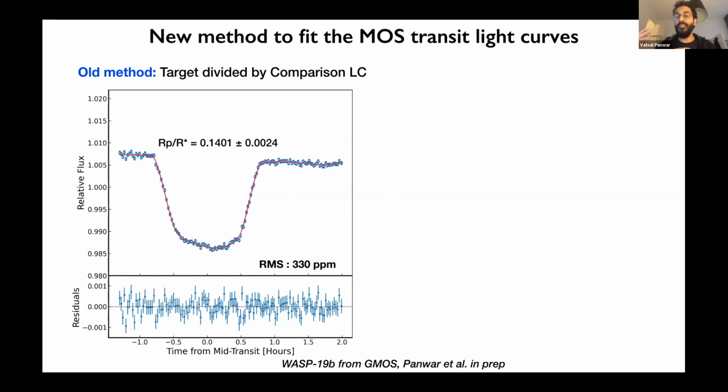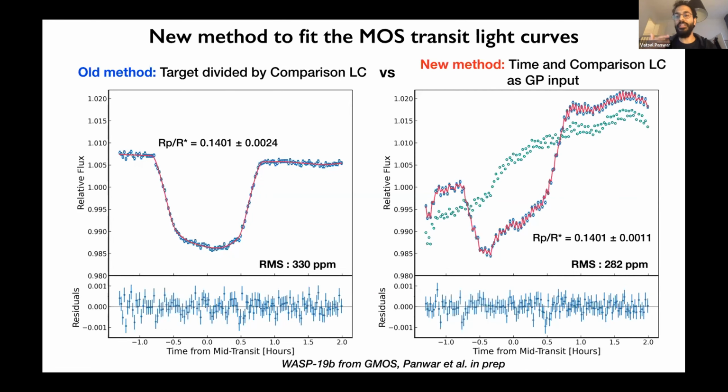So I applied this method to one of the 8 transits that we observed for WASP-19, and just comparing it to the old or conventional method of just simply dividing the target star by the comparison star, and the new method of using the comparison star as an input to your GP model, we already see that we obtain a better precision by almost a factor of 2.